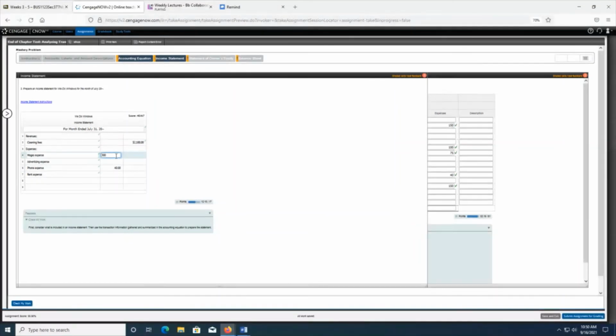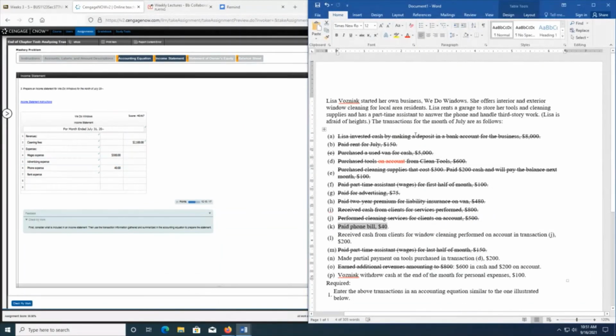My wages expense total is going to be $300 because remember we paid her $150 for the first half of the month and $150 for the second half of the month. So our total wage expense is $150 plus $150, which is $300. Advertising expense, let's go look at our advertising. Paid for advertising, we paid $75. Do we pay any more advertising? No. So our advertising expense is going to be $75.